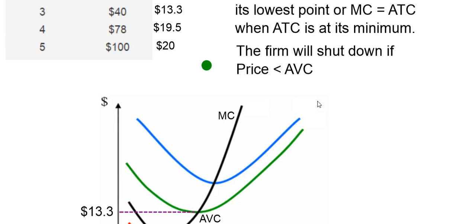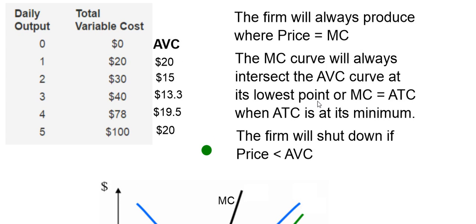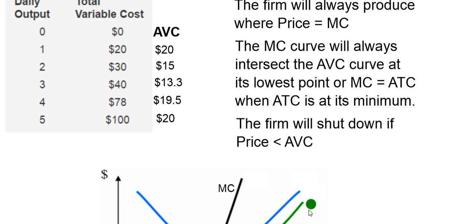Okay, so there's three things that we need to really understand in order to answer this question easily and quickly. The first thing is in a perfectly competitive industry, the firm will always produce where price equals marginal cost. So what happens is the price is set by the market and the firm is a price taker, and they're going to set their quantity at a point wherever price equals marginal cost.